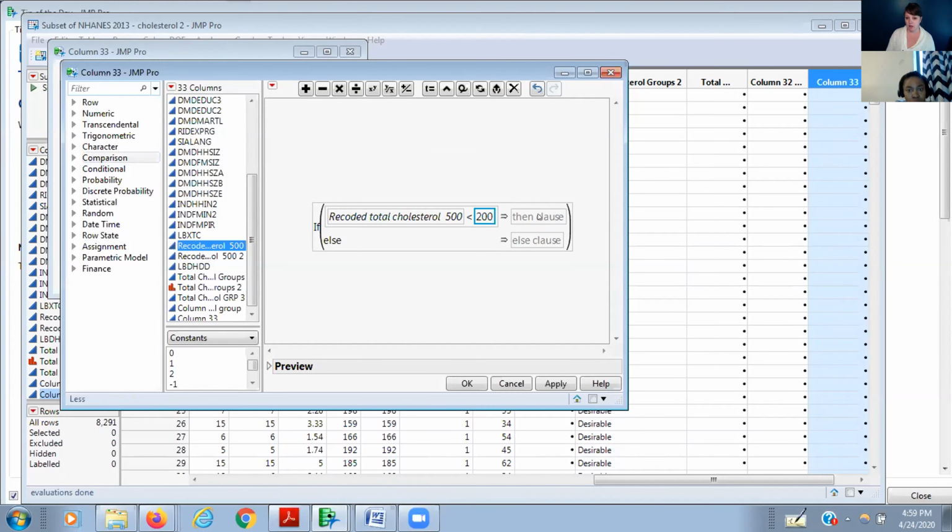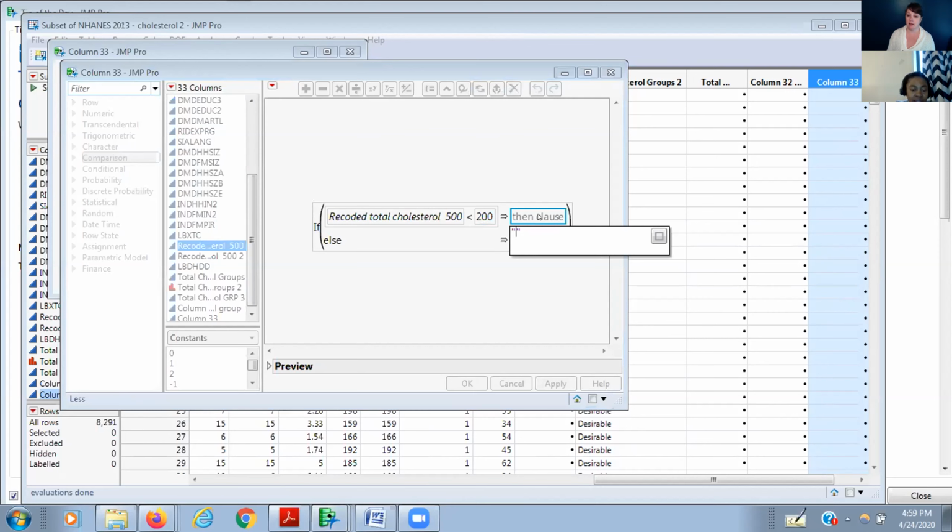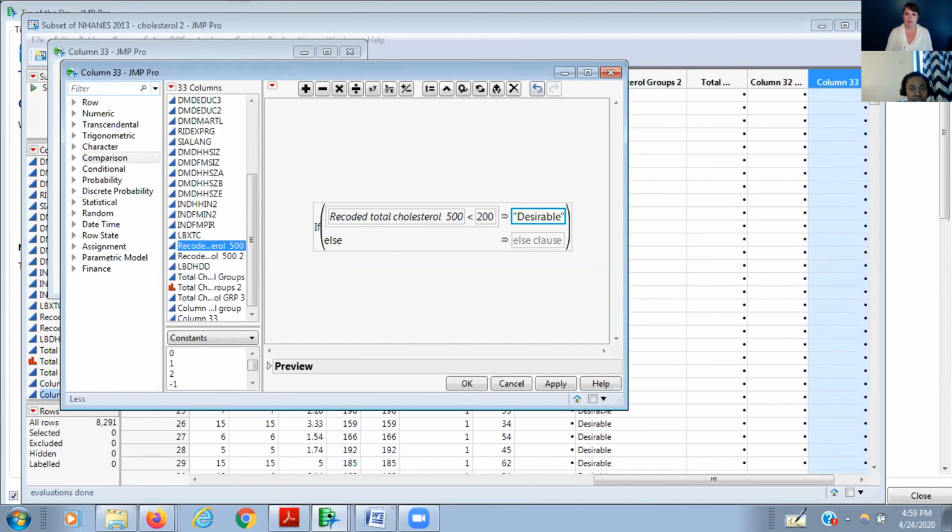Click on the then clause, type your quote. First type your quote and then type in desirable. You don't need to enter the second quote because you see JMP does it automatically when you type that first one. And then press OK. And then use your little caret up at the top there and click that twice.